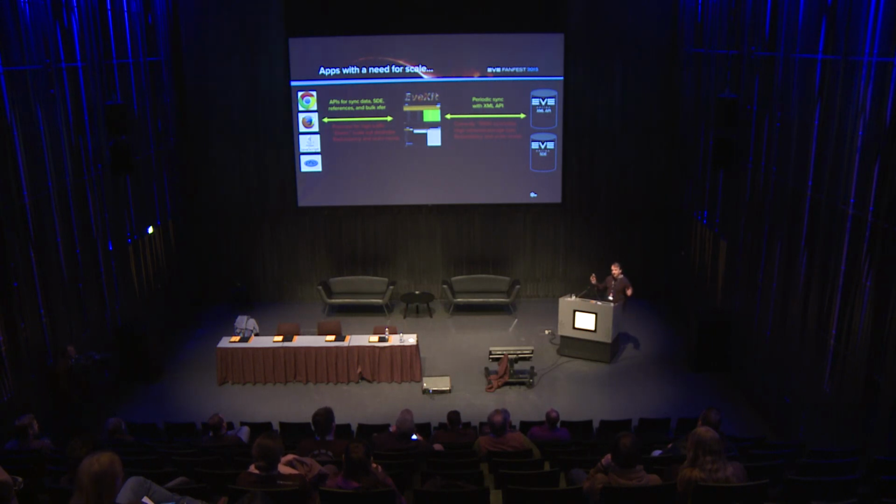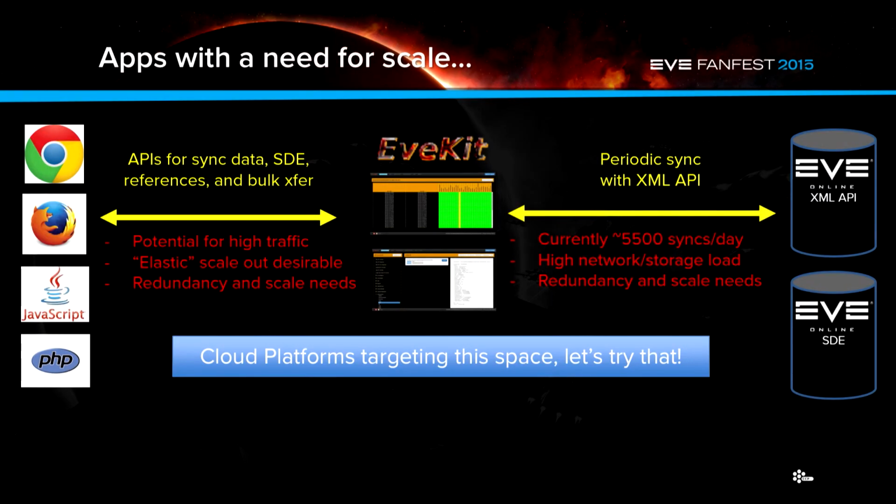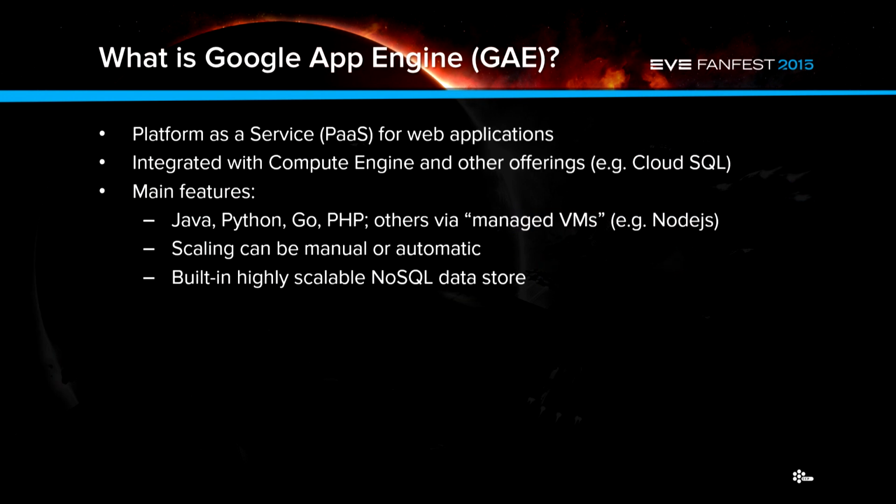So this is a very standard internet-style app where there's some unpredictable load or whatever, and there's lots of systems out there that are designed to handle this sort of thing. And so I basically decided to give one of those a try instead of doing it myself. So the observation is that cloud platforms are kind of targeting this space. So hey, let's try that instead of rolling your own here. So I decided to use Google App Engine.